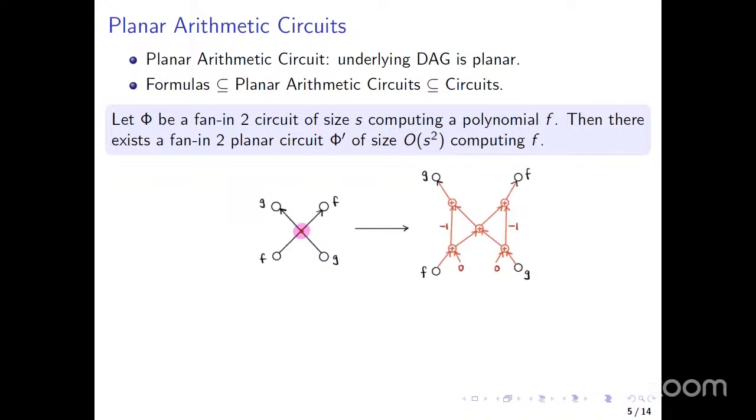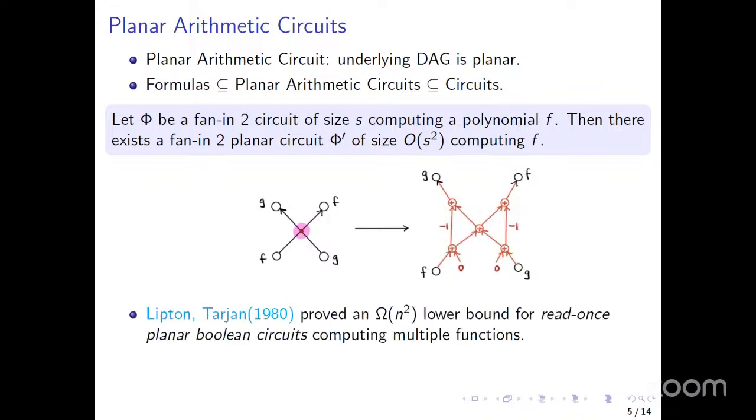This means that if you show cubic lower bounds for planar arithmetic circuits, you can get superlinear lower bounds for general arithmetic circuits. In this talk, we will not do any such thing. This is not a very non-trivial construction or observation. It has been observed in the case of Boolean circuits, and what we just did is observe that it also works in the case of arithmetic circuits.